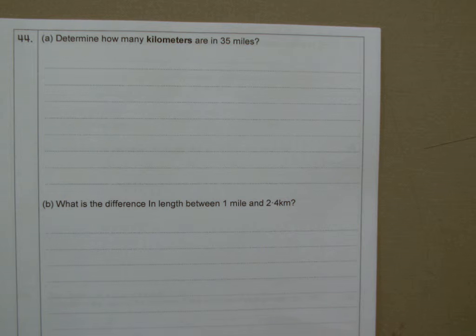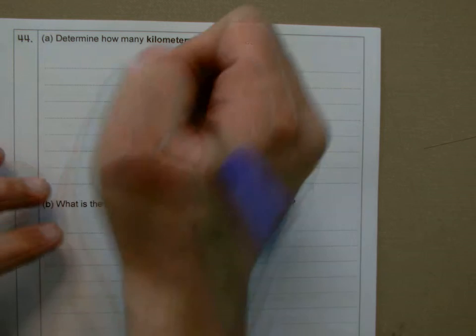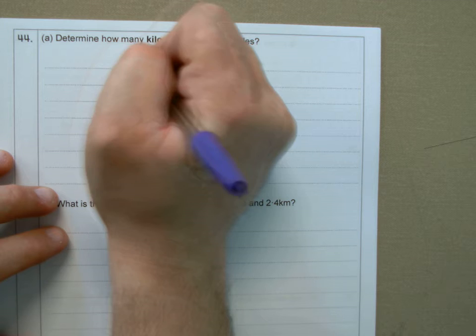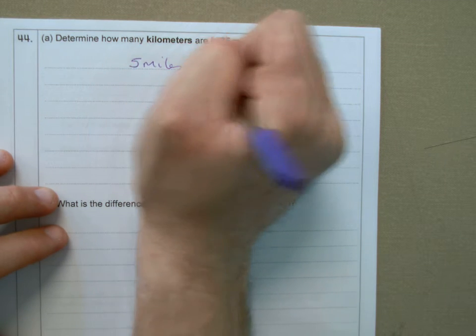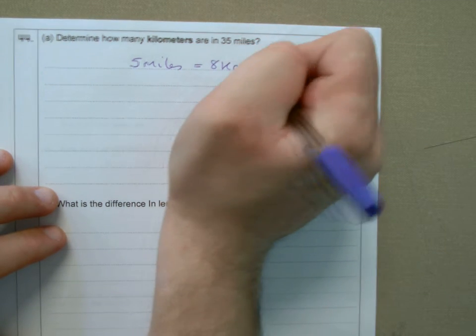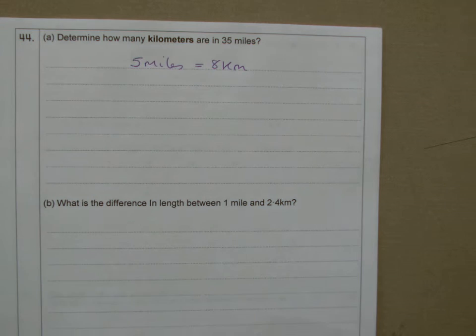Okay, how many kilometers are in 35 miles? Now, you need to know that 5 miles is equal to 8 kilometers. Okay, that is a fact that you need to remember for the exam. And if we know that, we can then scale it either up or down to suit our needs.